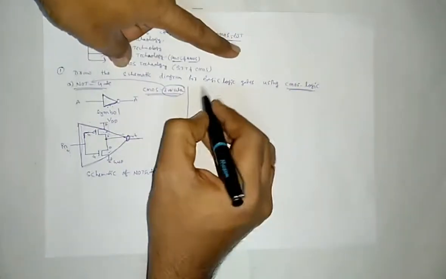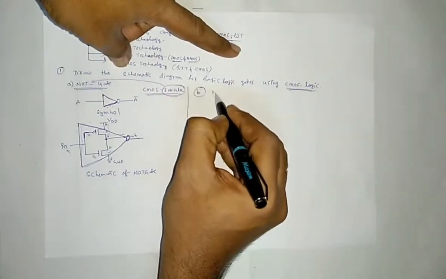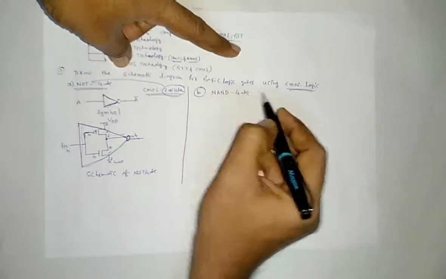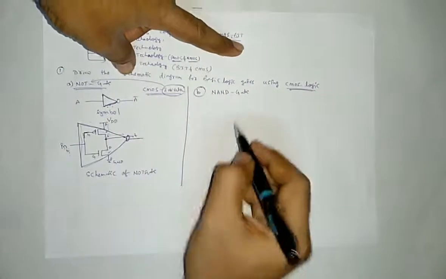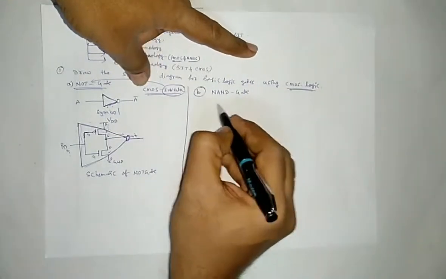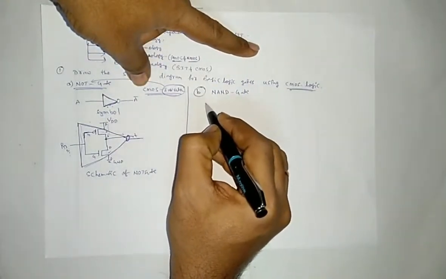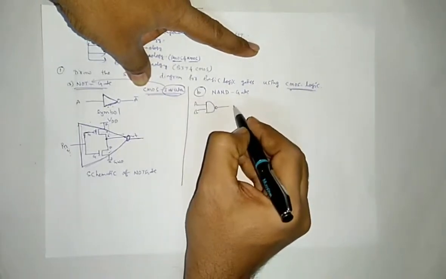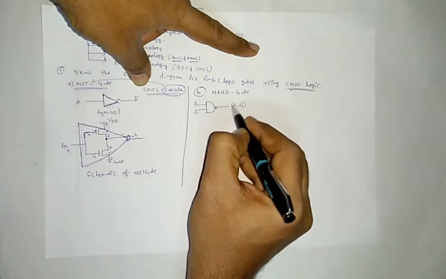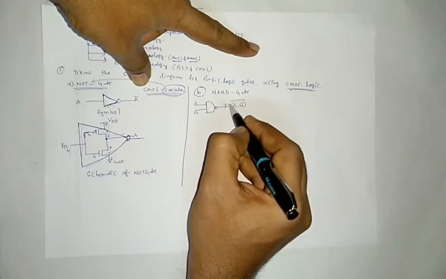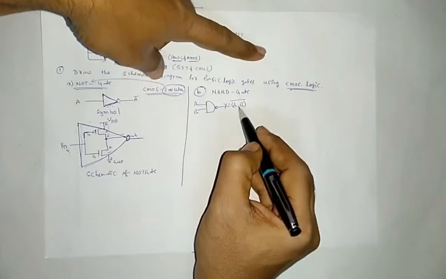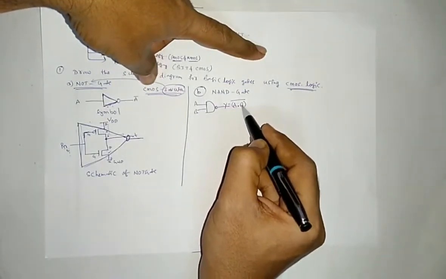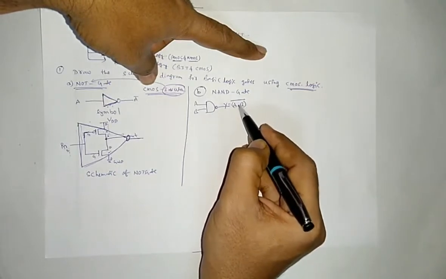Now we are going to draw the NAND gate logic. NAND gate using CMOS logic. We know that the NAND gate symbol has inputs A and B, a 2-input NAND gate. So Y is equal to A and B whole bar. If you see, it is the A and B product term, and it is complemented.